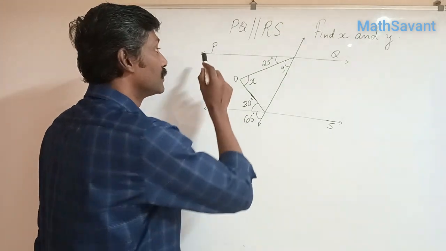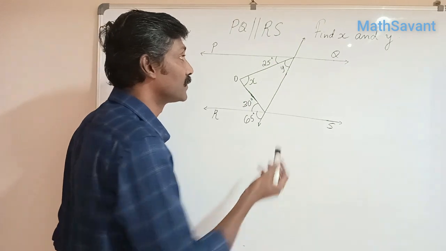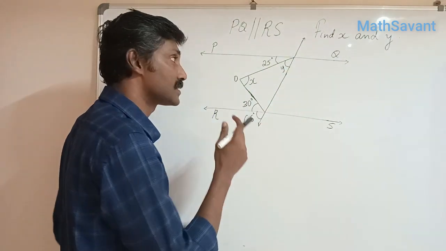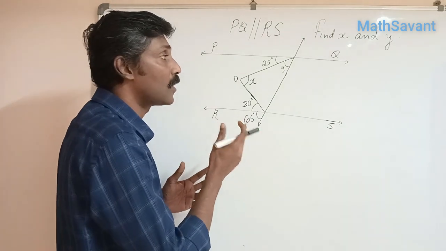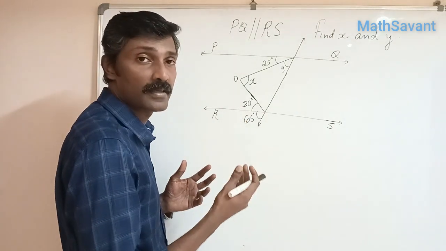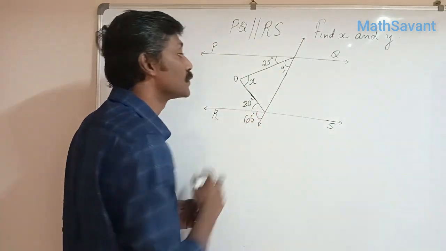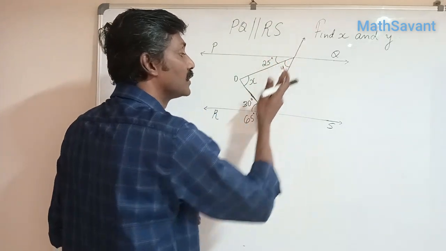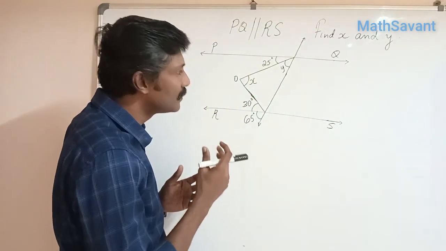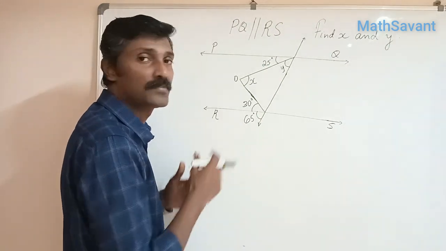So PQ and RS are parallel to each other. This is the transversal. So obviously just look out for the alternate interior angles which will be equal. Try to find out the corresponding angles, etc. Okay, so we have a triangle also here with the base on the transversal. So let's see which angles we can find out initially based on the given information.